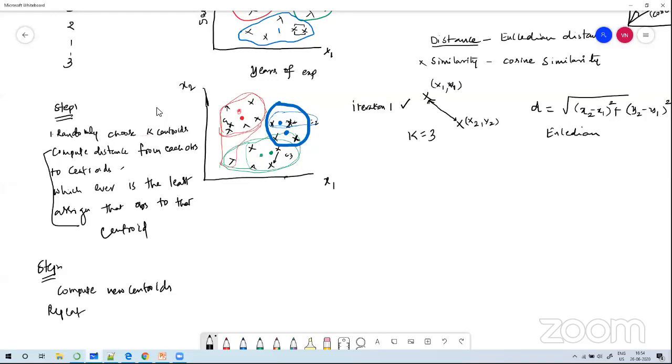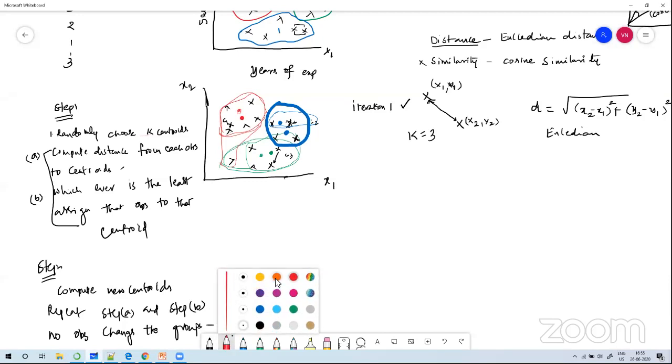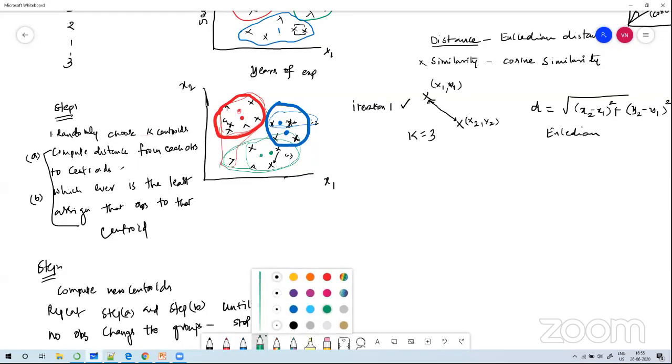Repeat. Let's say this is step A and step B. Repeat step A and step B until no observation changes the groups. Stop. And that's when you get your final clusters, which are going to look like this. So this is going to be your final set of clusters. So this is another cluster, and this is the green cluster, which is the final set of clusters. Okay, that's how our clusters will form.